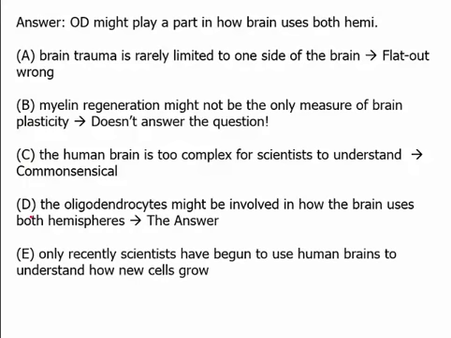Finally, E. Only recently scientists have begun to use human brains to understand how new cells grow. Now this is tempting because it talks about how scientists have only really begun to recently use human brains. They had been using rat and mice brains. But wait a second, things are starting to get fishy. To understand how new cells grow, well, it talked about how the ODs actually, unlike the ODs in the rats and the mice, didn't have to grow new ODs. They barely lost any of their ODs, and that was the reason why the brain was more plastic in humans.